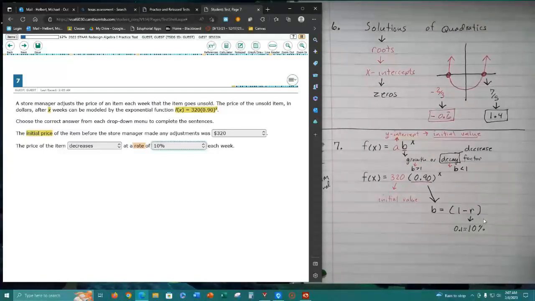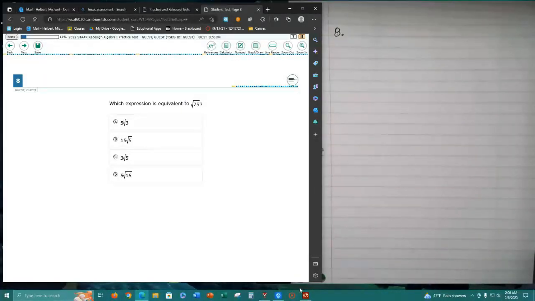Now on number 8, notice this says which expression is equivalent to the square root of 75. There's a couple of different ways that we can do this, but the easiest way is how I showed you in class, which I call prime factorization. So we're going to actually use prime factorization to get the answer and go from there.